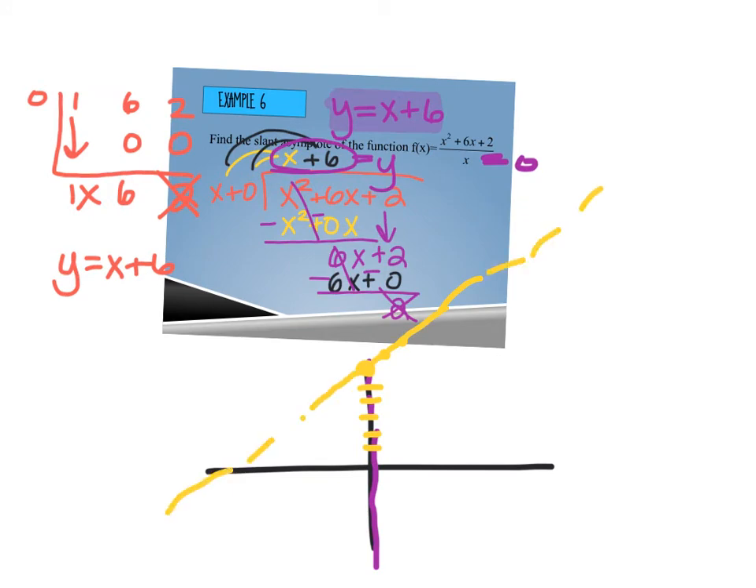Normally, if you don't have a horizontal, you have a slant? Not necessarily. You could have neither. Because if it was x to the third in the top, but x to the first in the bottom, it's neither, right? They have to be one apart. Does that make sense? Yeah.